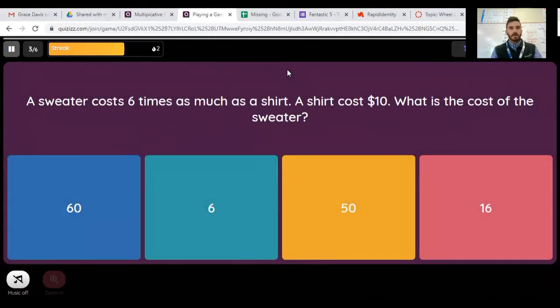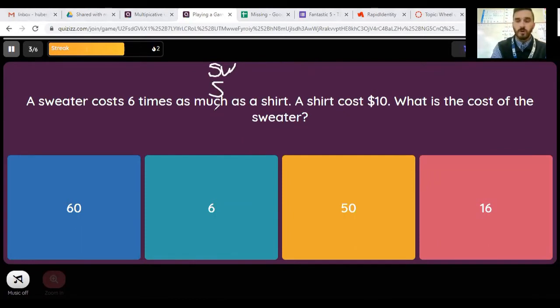All right, 3rd question. It says a sweater costs 6 times as much as a shirt. A shirt costs $10. What is the cost of the sweater? So again, just like the last one, we've got the smaller number. We've got to figure out what the larger number is. Large number unknown. But I know that I'm comparing the cost of the sweater and the shirt. So I'll do SW for sweater. I'll just do S for shirt. And since it says a sweater costs 6 times as much as a shirt, sweater gets 6 boxes.